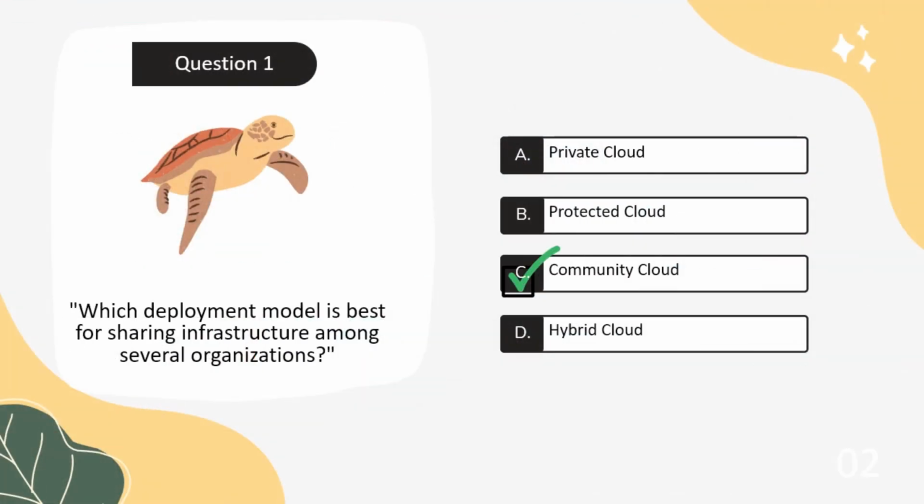Here are some questions based on the deployment models of cloud computing. So the first one is, which deployment model is best for sharing infrastructure among several organizations? First option is private cloud, second protected cloud, third community cloud, and fourth one is hybrid cloud. So the correct answer is community cloud.